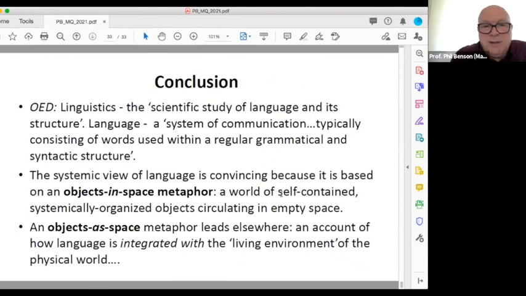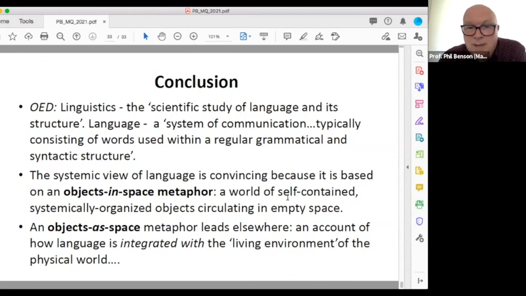Okay, so to finish up, the Oxford English Dictionary definition of linguistics is the scientific study of language and its structure. So structure is in that definition. And the OED definition of language is a system of communication, typically consisting of words used within a regular grammatical and syntactic structure. Now, not all linguists would agree with those definitions, I think. But the fact that they're there in the OED means they're pretty powerful definitions that are fairly widely accepted.